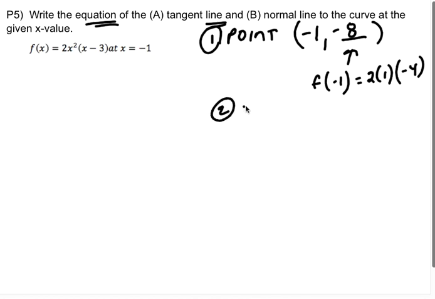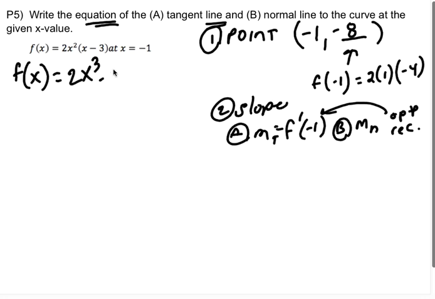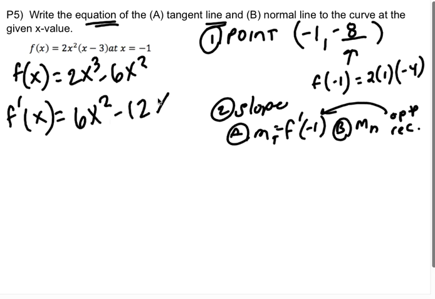The second thing I need is a slope, right? I know that my tangent slope, mt, is going to be f prime of -1. And I know that my normal slope is going to be the opposite reciprocal, right? I'm going to find the tangent slope first, and then I'm going to flip the slope and change the sign. So I'm going to rewrite my f of x first as 2x cubed minus 6x squared, right? Because I can't differentiate a product yet with the stuff I know. And honestly, you wouldn't want to use the product rule on this anyway, even if you knew it. So this is 6x squared minus 12x, right?